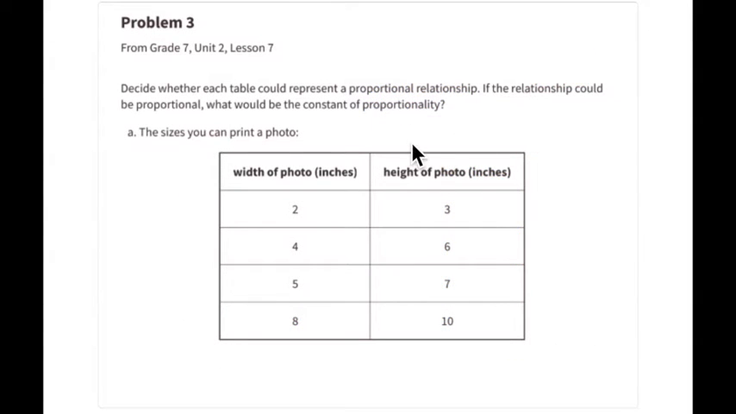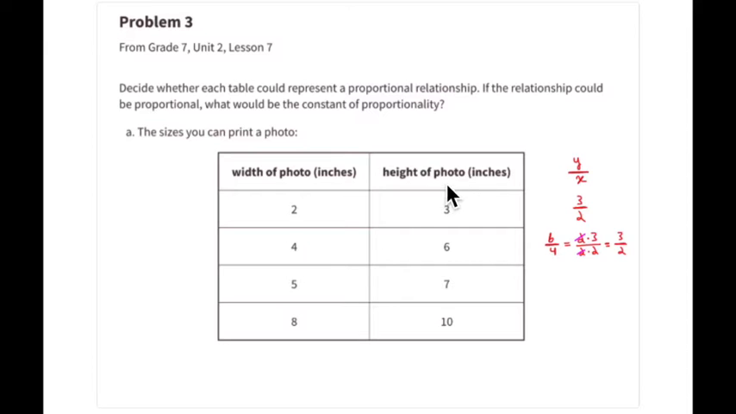This is problem number 3. It says, decide whether each table could represent a proportional relationship. If the relationship could be proportional, what would the constant of proportionality be? And this is the size that you can print of a photo. So the sizes you can print a photo.